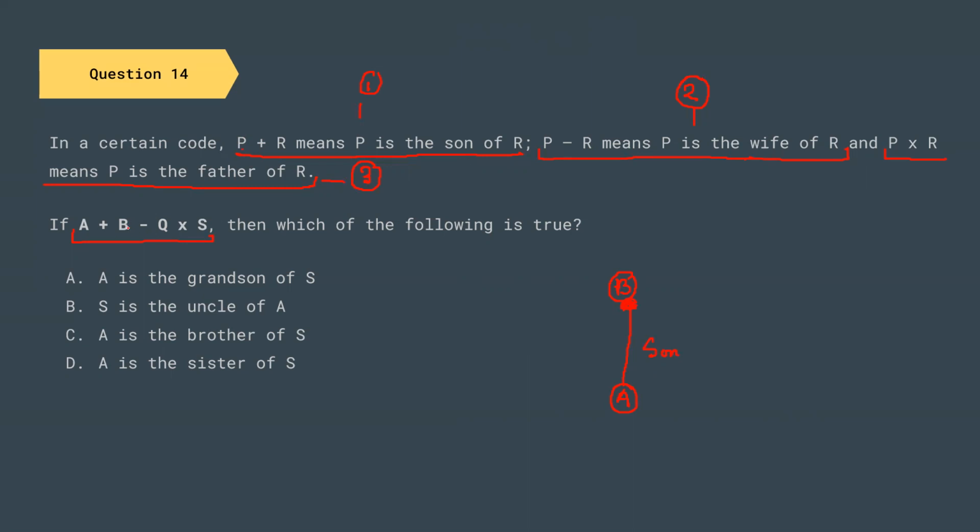Then B is wife of Q. So A is a male and B is a female. B is wife, so Q will be male, and Q cross S. Cross means Q is father of S.